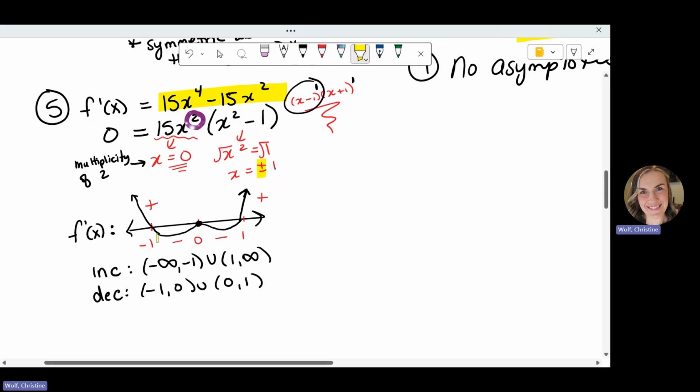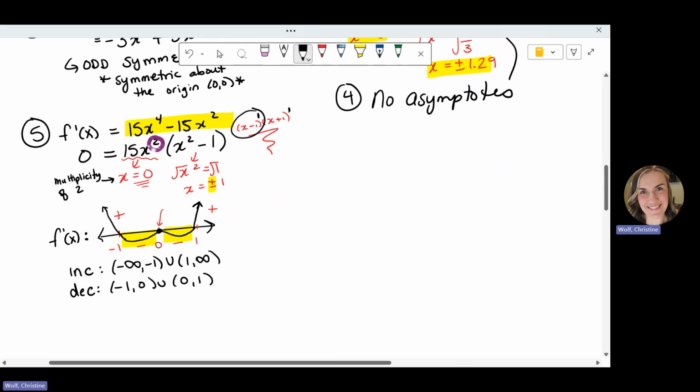I understand we are negative this whole stretch, but technically at that point right there, I am neither negative nor positive. 0 has no symbol attached to it, so it cannot be included in your decreasing intervals. So you have to actually block it. -1 to 0 and 0 to 1 is when you are negative. So there's your intervals of increase and decrease. That's all of number 5. Moving on to step number 6.